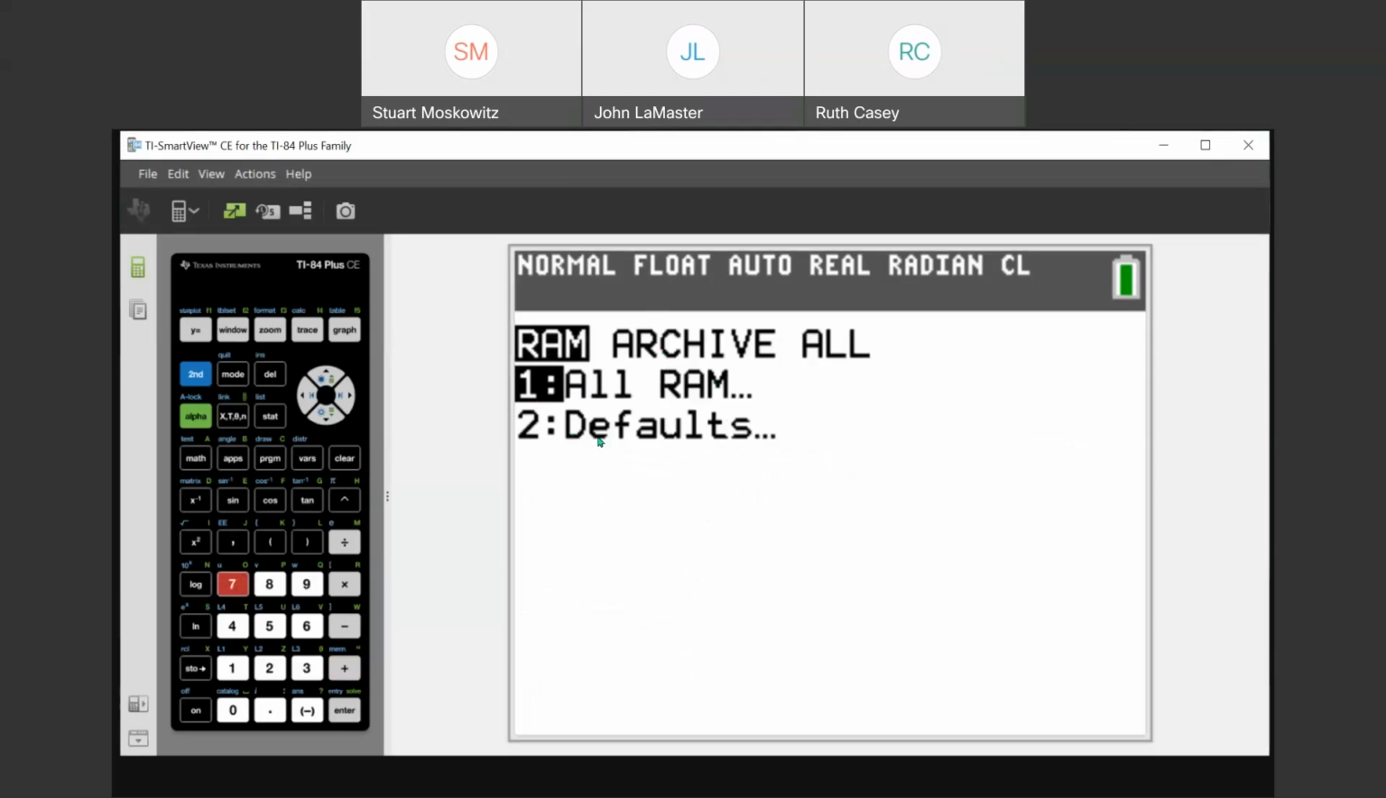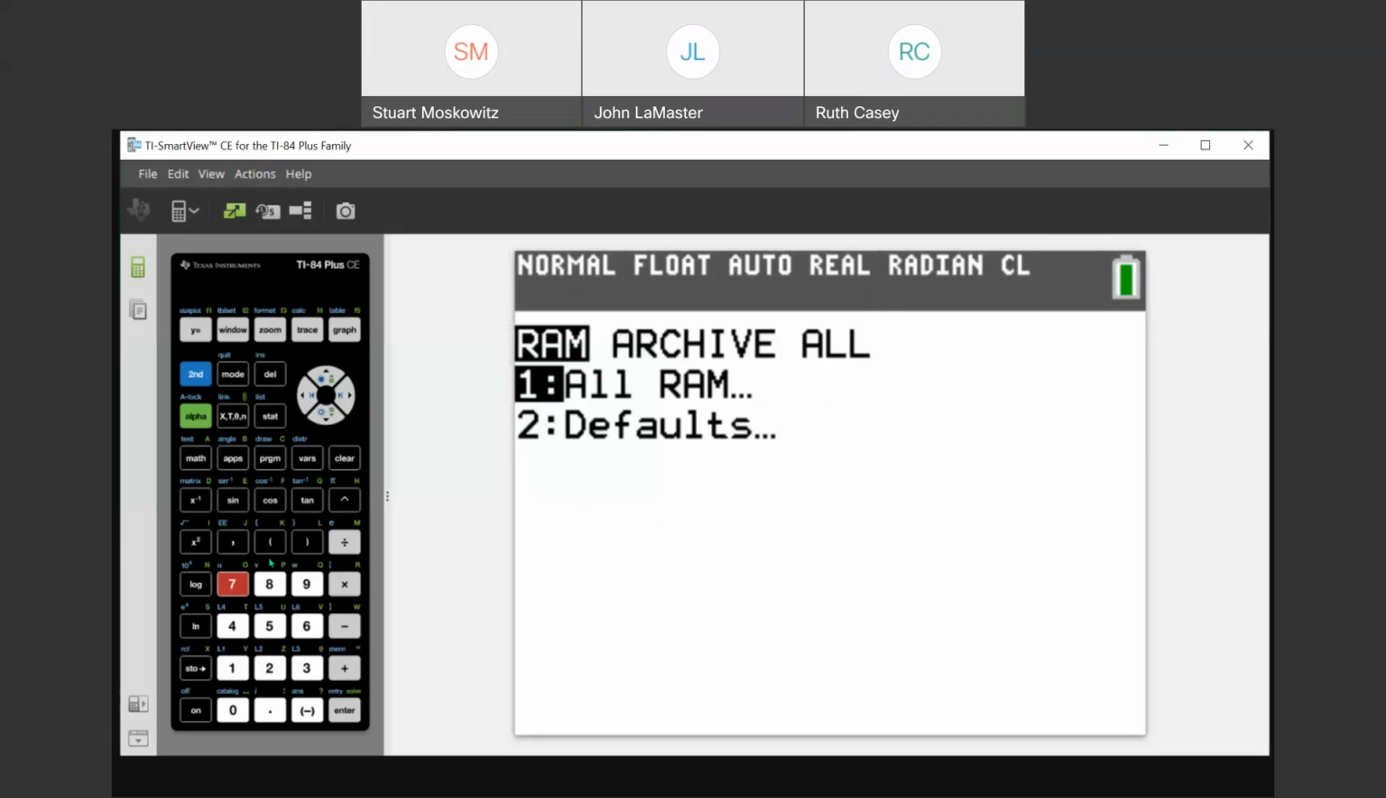I don't want to reset RAM, because what that's going to do is it'll erase programs, it'll erase lists. I don't want to erase anything from my calculator. I merely want to reset the default settings so that screens are clear, and the graph settings, and you notice these settings up at the top of the screen. That way we'll all be on the same page when we start.